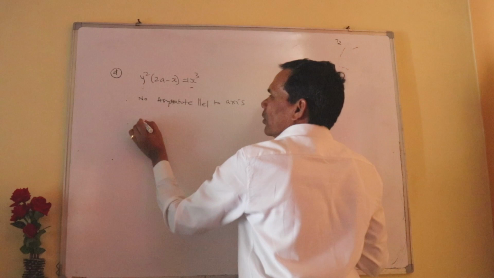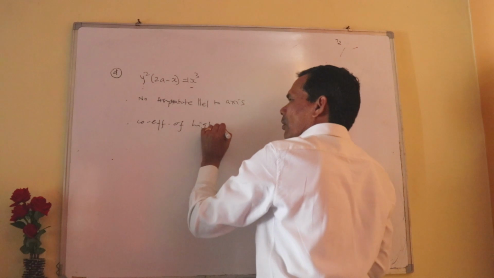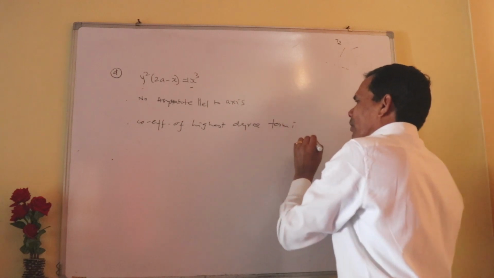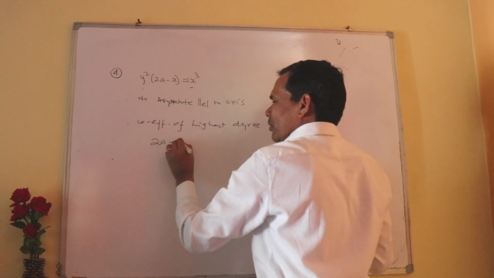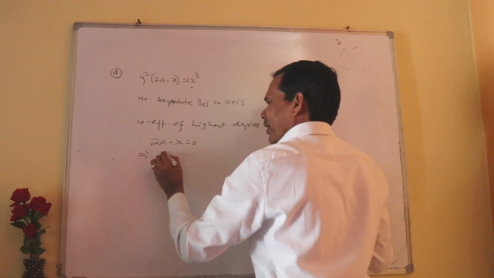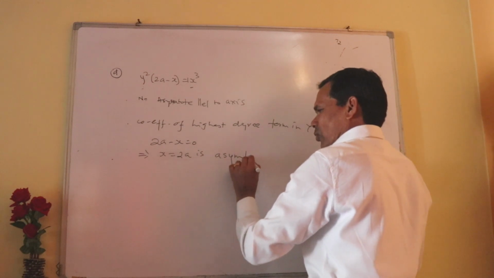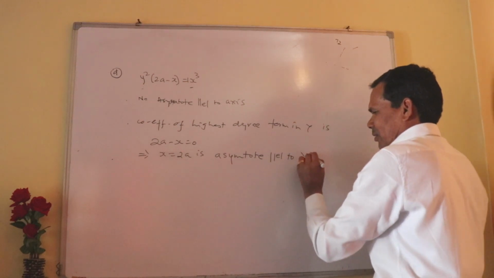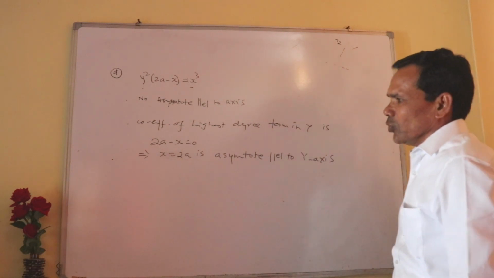For the asymptote parallel to the y-axis, equating the coefficient of the highest degree term in y to 0: 2a minus x is equal to 0, which implies x is equal to 2a is the asymptote parallel to the y-axis, and there is no oblique asymptote.